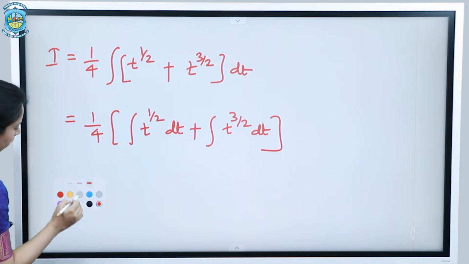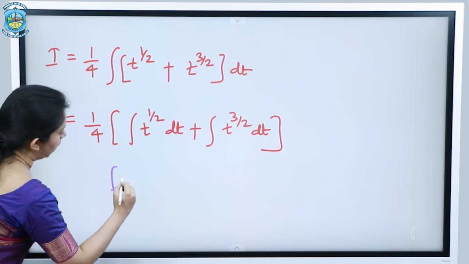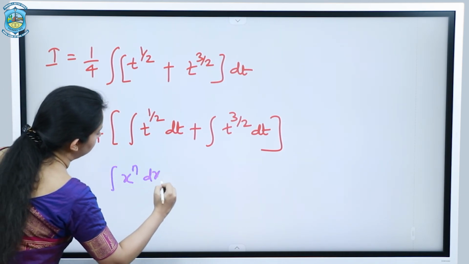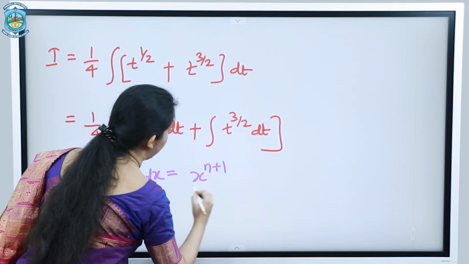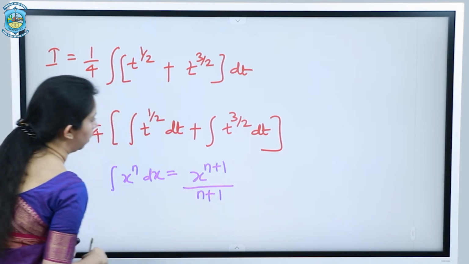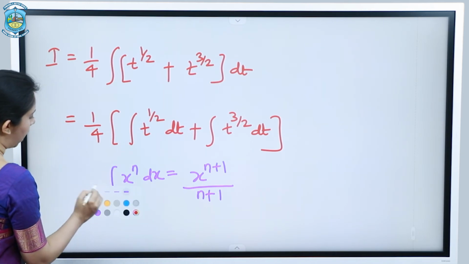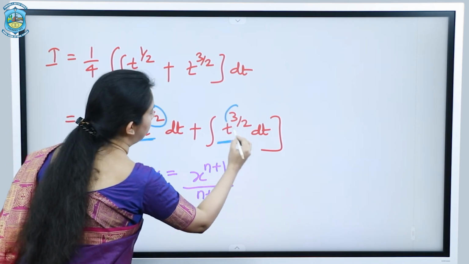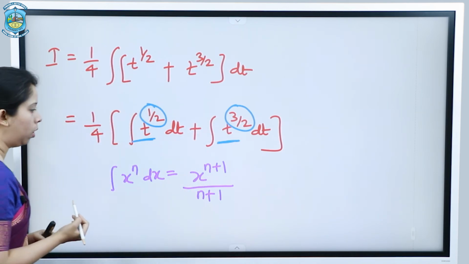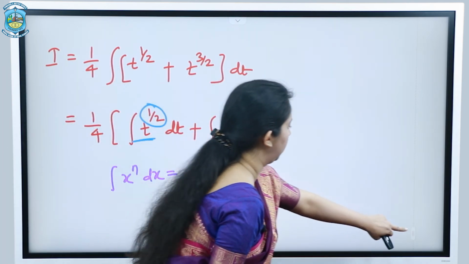So now we will use the formula, that is integration x raised to the power n dx. This is called as the power rule. We will use this formula. So we will get x raised to the power n plus 1 divided by n plus 1. So in this case, the value of n is 1 by 2 for the first term, and for the second term the value of n is 3 by 2. So we will use this formula.